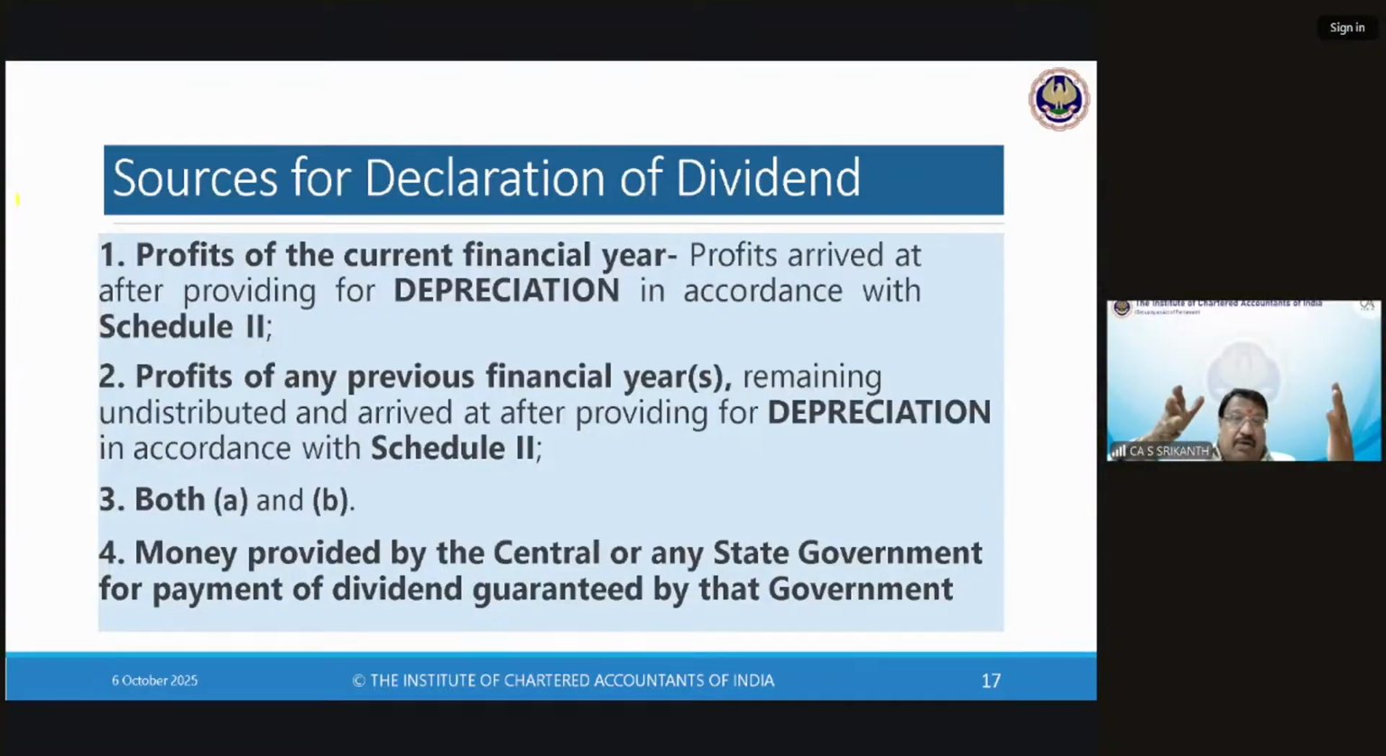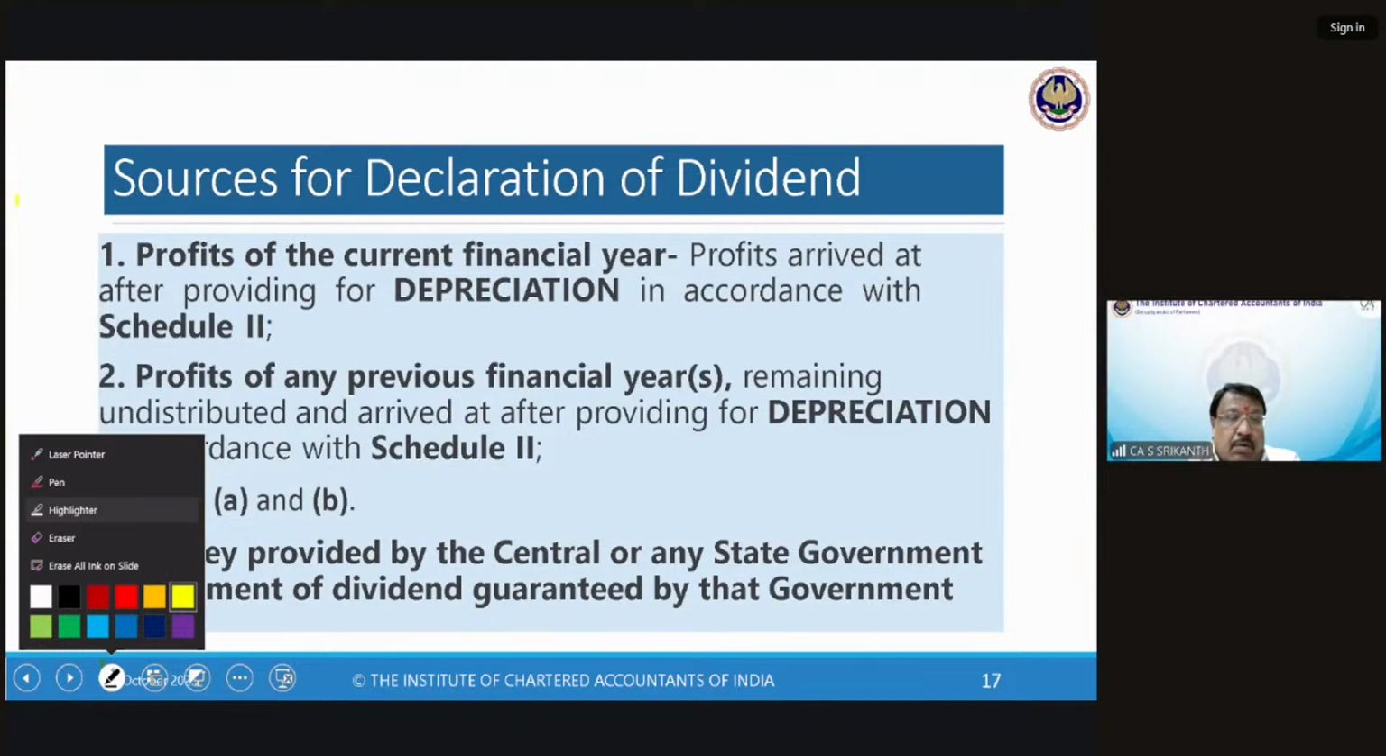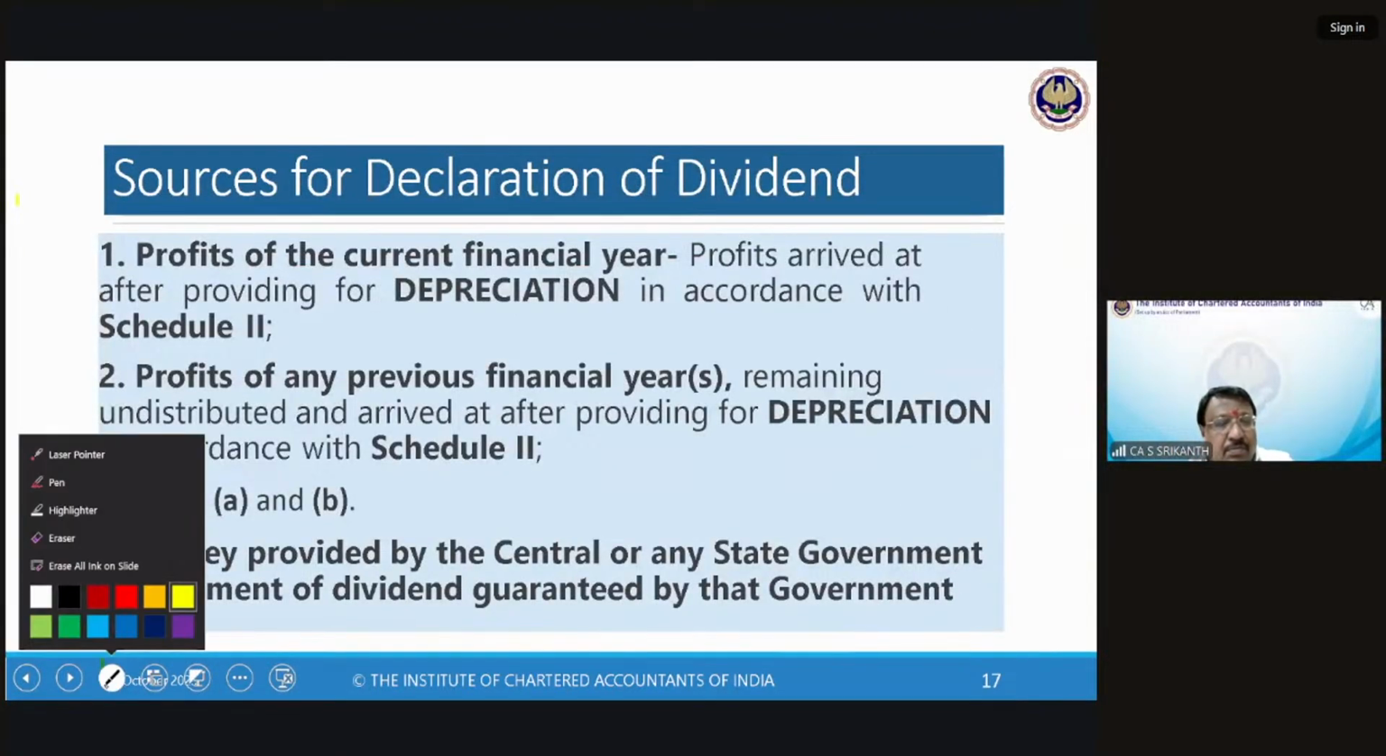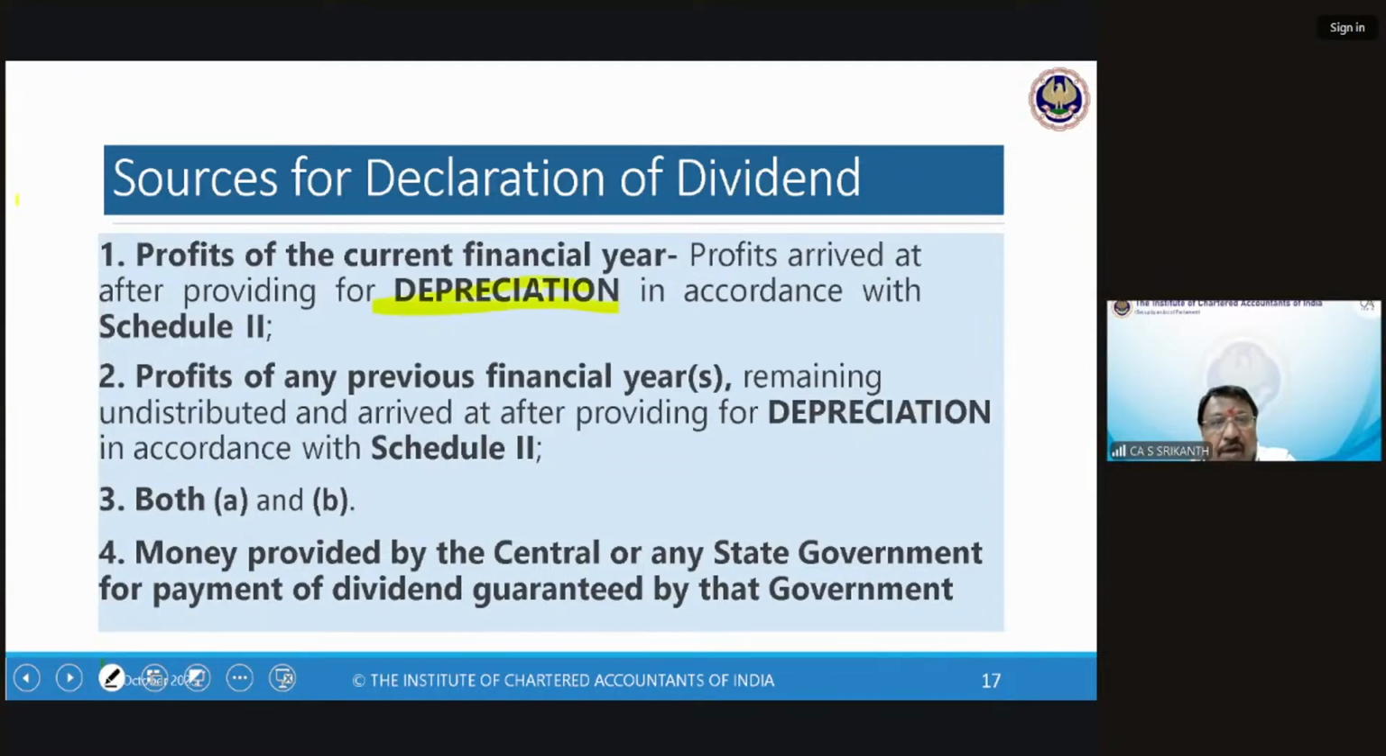Now, for main dividend, final dividend, the sources: profits of the current financial year, if you're providing for depreciation. We'll see why. See, providing for depreciation is a very, very esoteric topic. If you are interested, I can explain. Otherwise, I'll skip. But if you want to really become smart and intelligent chartered accountants, you should understand, first of all, what is depreciation and why dividend is linked to depreciation.